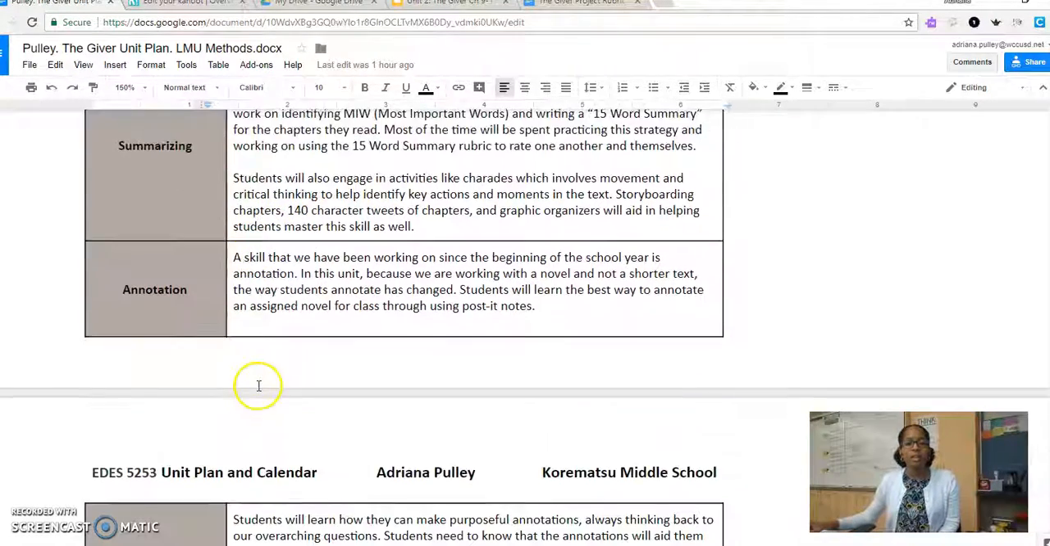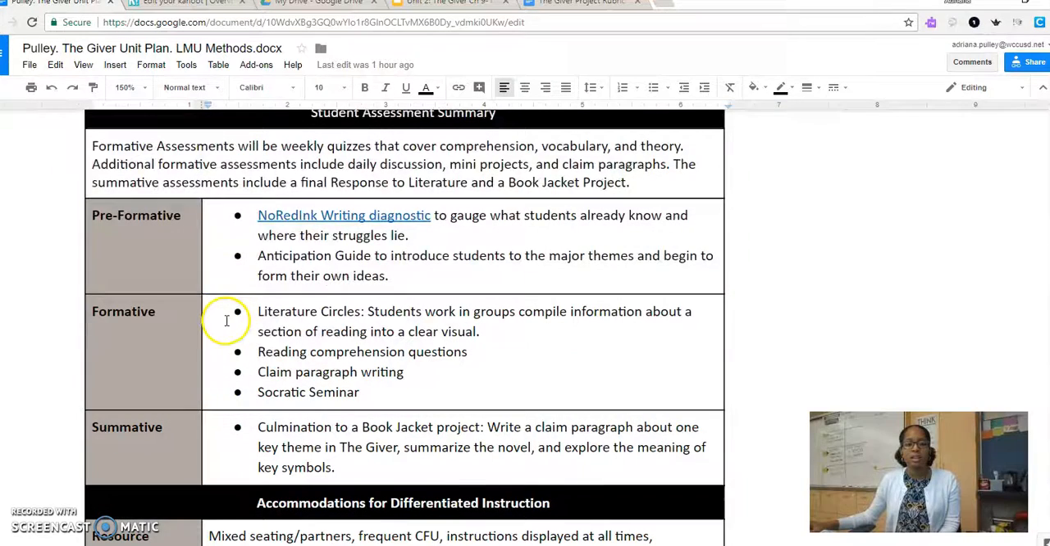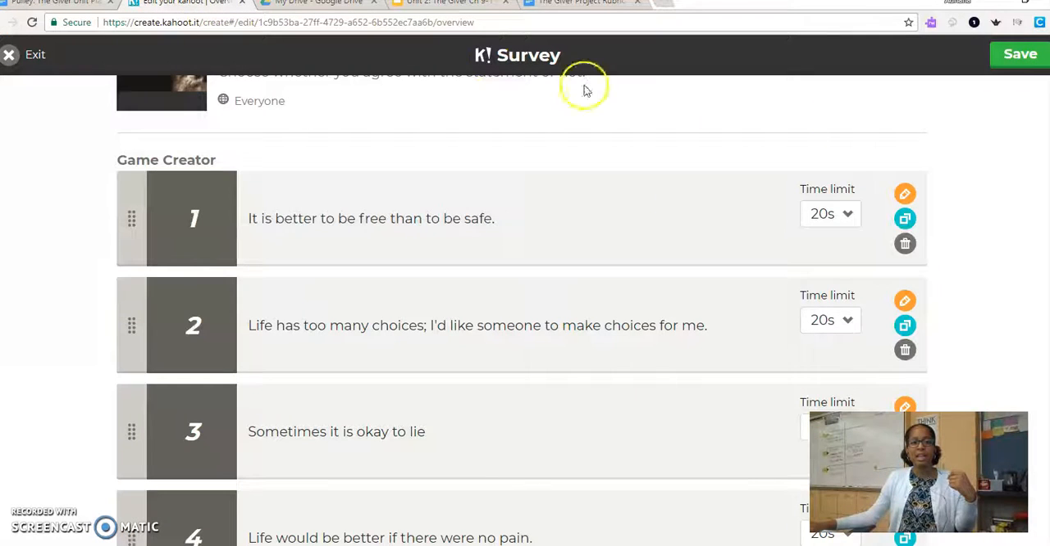And moving on, annotation, some assessments. Students will have 2 pre-formative assessments: the No Red Ink writing diagnostic to gauge what they already know and where the struggles lie with their writing. The anticipation guide is like a survey before you start reading The Giver, and it's to get students thinking about those topics and themes that they're going to see occur throughout the novel.